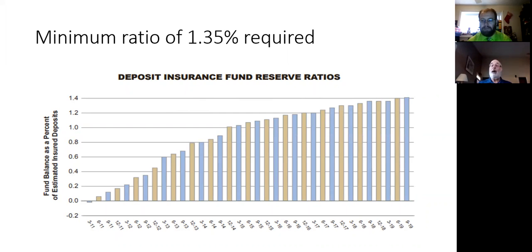They also have the option, once they reach this ratio, of rebating back to the banks or charging them less. So that, if a bank maybe paid 100 basis points this year, maybe now next year they'll only charge them 50 basis points because they don't need as much money in the fund, because the fund's at a level that it's required to be at.